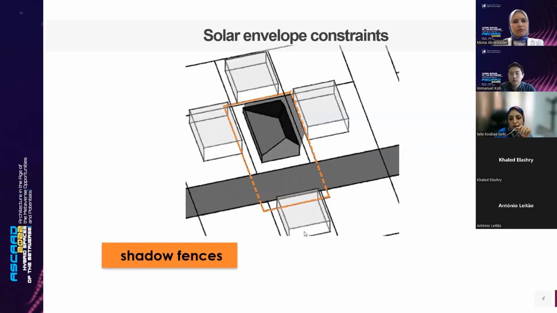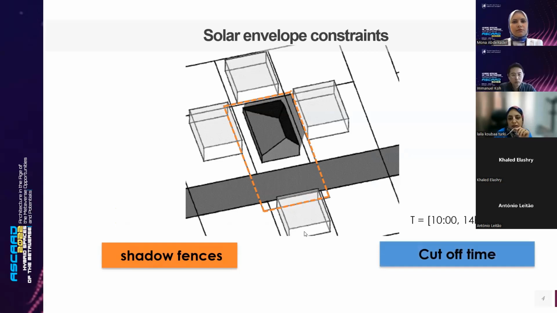Shadows are cast within a virtual spatial boundary called the shadow fence, which defines the shadow projection boundary of the massing. And the cut-off time defines the period for which solar access is visible. It is determined essentially according to the period of useful insolation or solar energy collection.